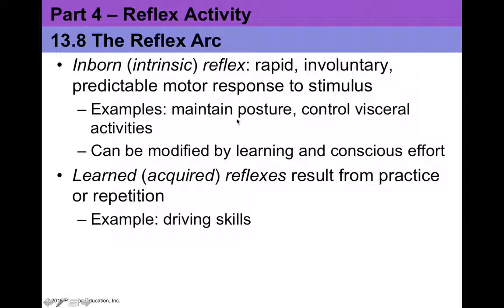And so an example of this would be reflexes that help us maintain our body's posture and control visceral activities like blood pressure regulation. These can be modified by learning or even conscious effort, but that differs from the learned and acquired reflexes because these result from practice and repetition. So, for instance, driving skills are a learned and acquired reflex because this comes after practice and repetition of driving. And an example of this could be how you can use visual feedback to reflexively stay between the lines in traffic. That way you can stay in your lane and not drift into different lanes.